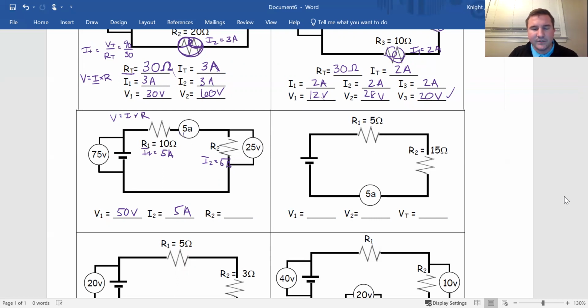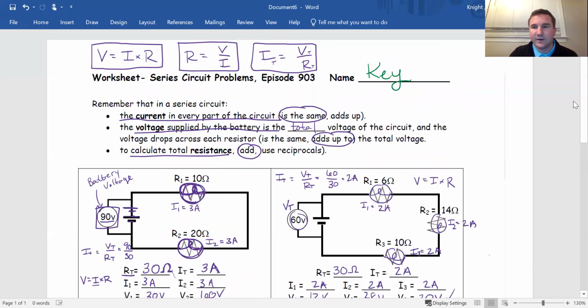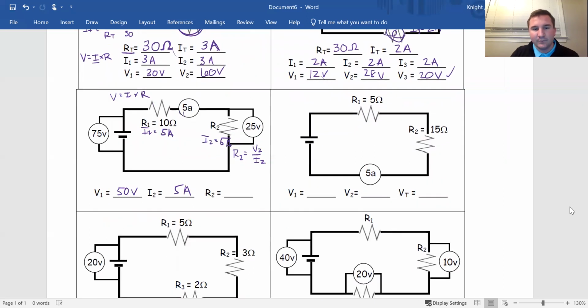And then the last part, we want to find the resistance of resistor 2. Well, we know the voltage of resistor 2 and we know the current of resistor 2. So this is another Ohm's law. R2 equals V2 over I2. That's right here. R equals V over I. So voltage divided by current: we know the voltage is 25, divided by current is 5, and 25 divided by 5 is 5 ohms. All right, so we get 5 ohms for the resistance there. Another Ohm's law problem. All right, so there's that.